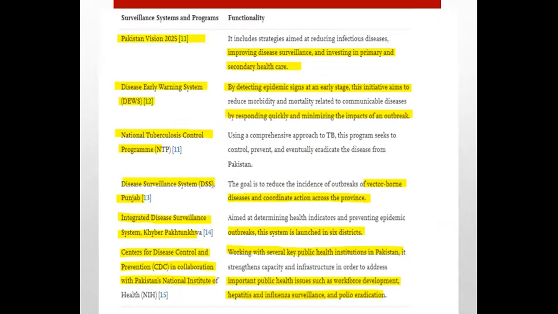For example, in Pakistan, Vision 2020 aimed at improving disease surveillance and disease early warning systems, which can detect any epidemic signs at an early stage. There are the National Tuberculosis Control Program, the disease surveillance control system in Punjab for outbreaks of vector-borne disease, integrated disease surveillance systems in Khyber Pakhtunkhwa, and the CDC in collaboration with the Pakistan National Institute of Health, which are also important for public health issues such as workforce development, hepatitis, influenza surveillance, and polio eradication. These are some surveillance systems and programs working in Pakistan.